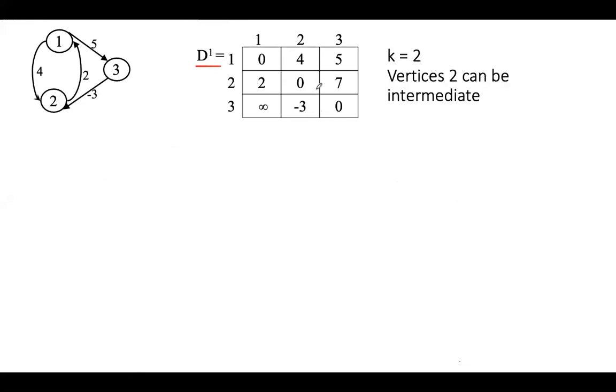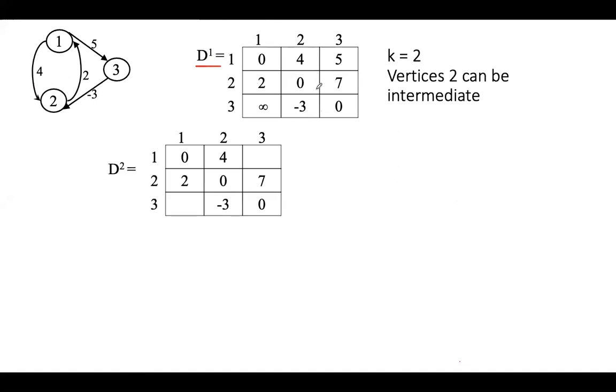Now, vertex 2 is intermediate. When vertex 2 is intermediate, I will be finding out 1 to 2 and 2 to 3, 3 to 2 and 2 to 1. That is, 1 to 3 distance we will be calculating, and 3 to 1 distance we will be calculating. So D2 of 1 to 3 will be equal to minimum of D1 of 1 to 3.